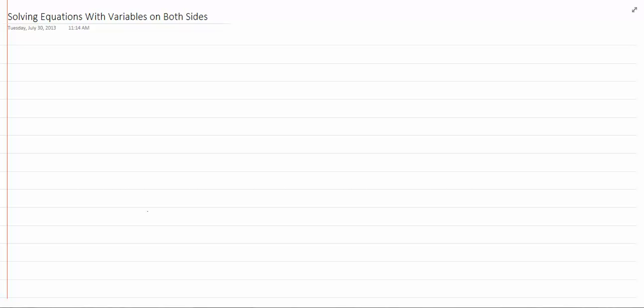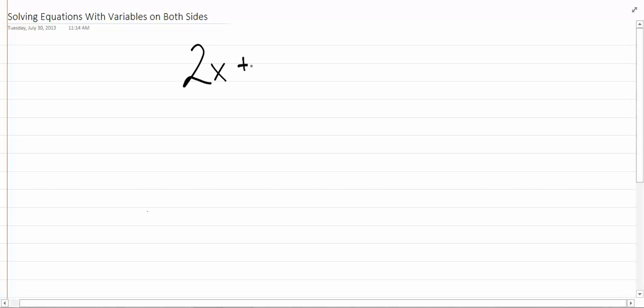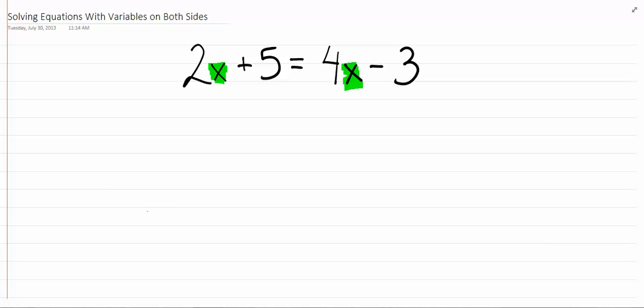So basically we're going to have one variable on one side of the equal sign and that same variable on the other side. So let's just look at a problem such as 2x plus 5 is equal to 4x minus 3. So again, our goals from before are still the same. We got to get variables by themselves. And to do that, we actually have to get them on the same side of the equal sign first.